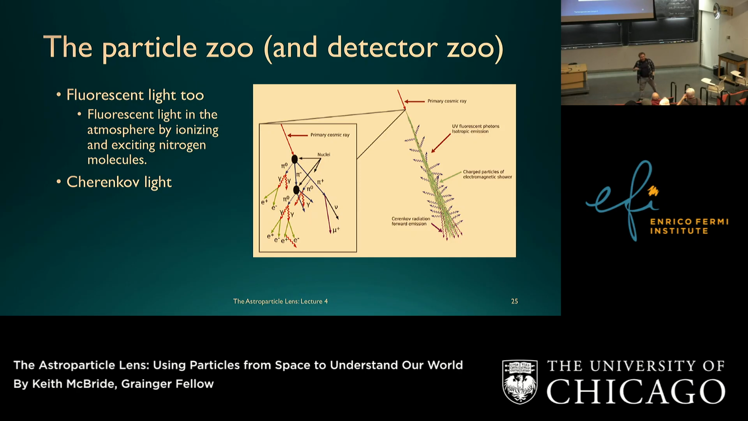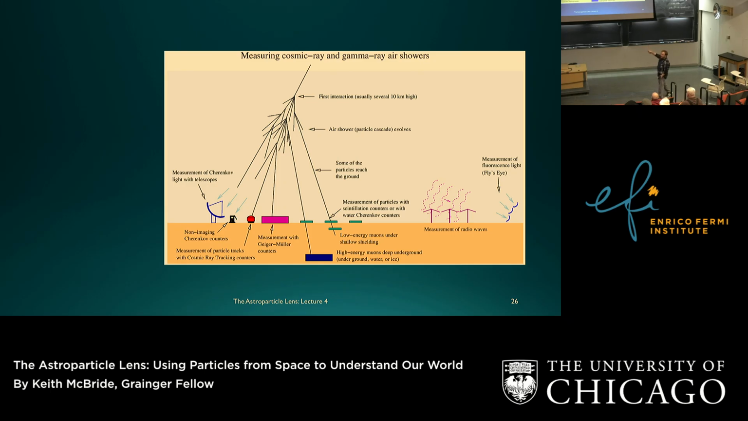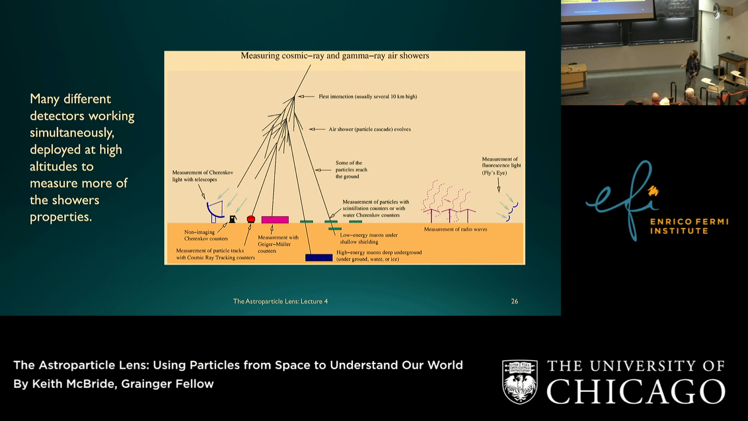We also talked last week about Cherenkov light, and a lot of the particles in the air here are also traveling faster than light does in air, because light slows down in air. And so this actually means that you can construct a zoo of detectors to measure these cosmic ray showers, right? Because there's a zoo of particles. And the kinds of interactions that happen allow us to measure things like the Cherenkov emission, the fluorescent emission. We even have radio wave measurements of those showers. And then you have scintillation counters that I've been talking about a lot, and even underground muon detectors, right?